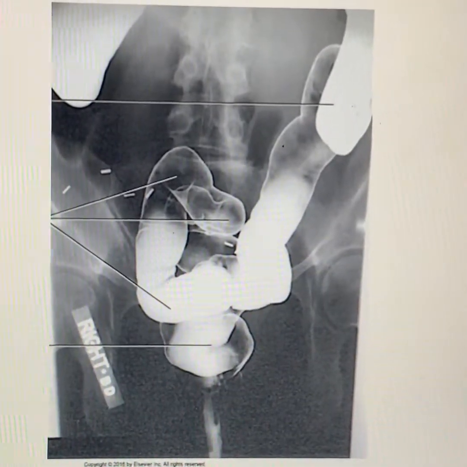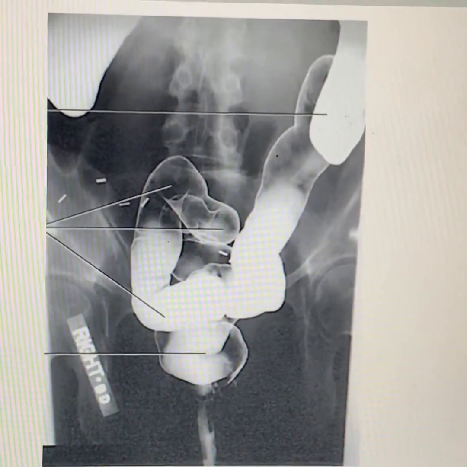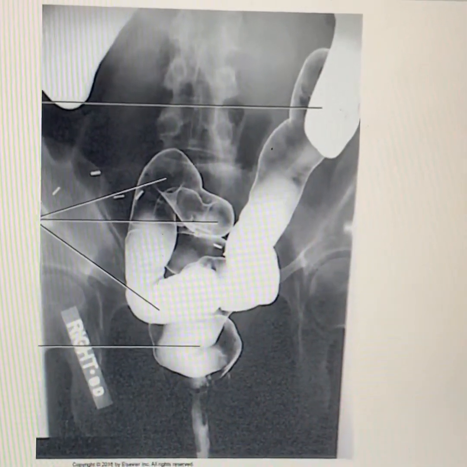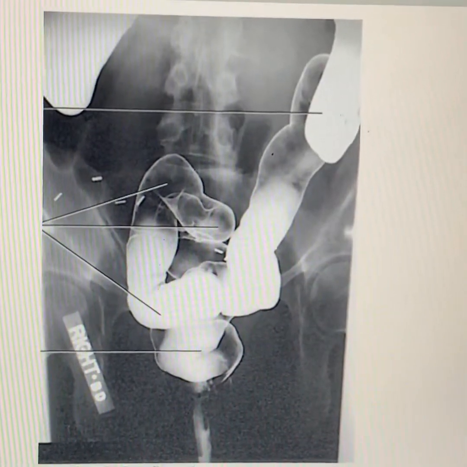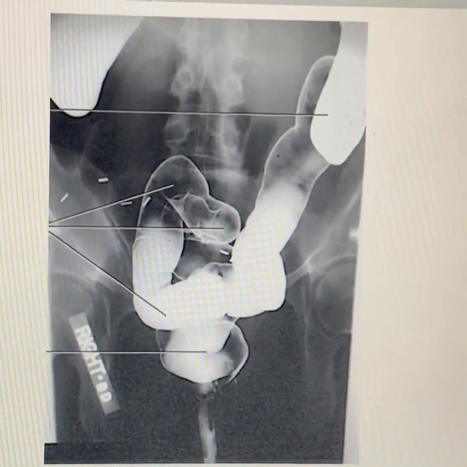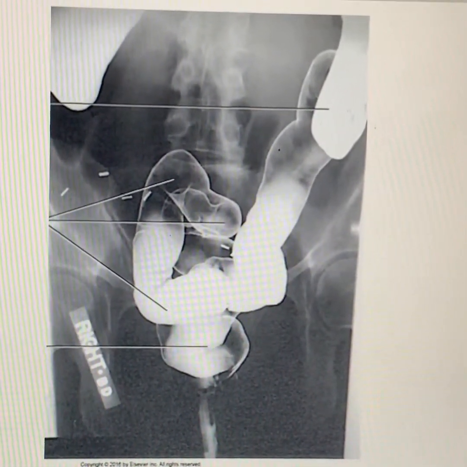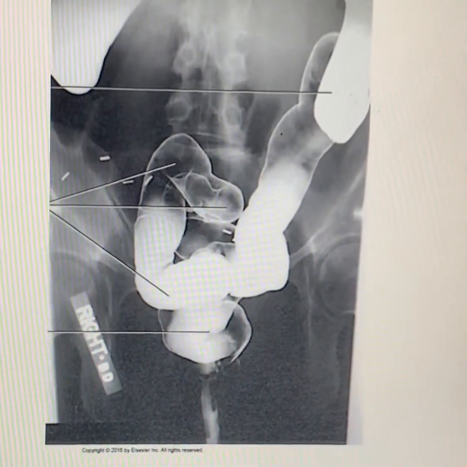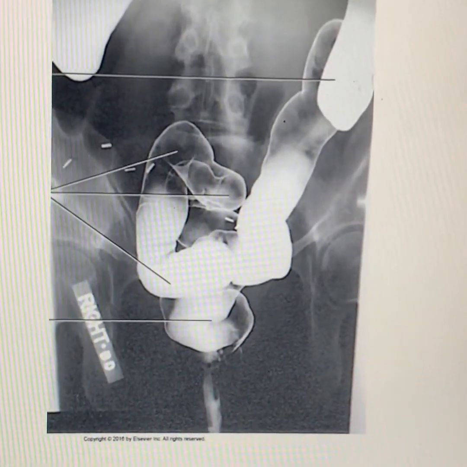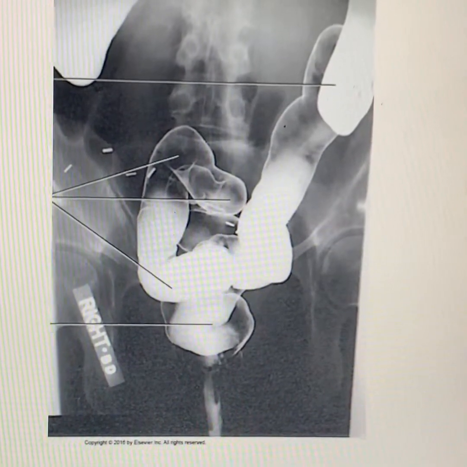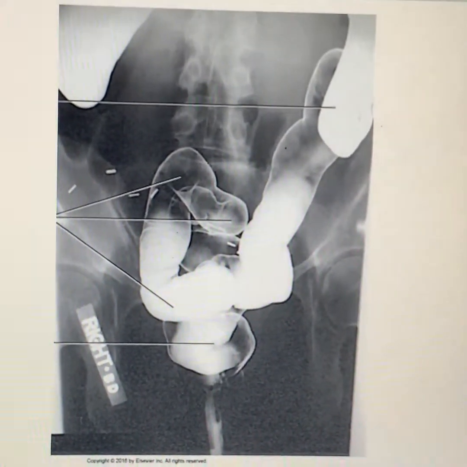Here we have a PA axial position. Central ray is at 30 to 40 degrees caudad and centered at the mid-sagittal plane at the level of the ASIS. Patient is prone. Structure is the rectosigmoid, but the superior region of the large colon may not be included.